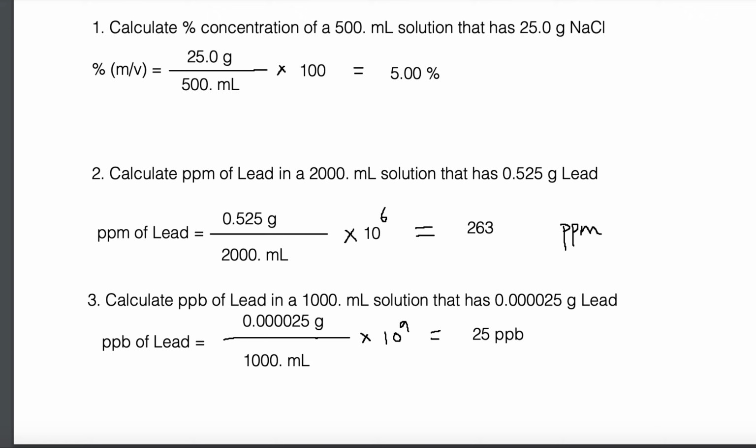So those are 3 good examples about percent concentrations, part per million, and part per billion. We good? Okay, hope to see you again in the next video. We'll talk about molarity and dilutions plus some other calculations. Thank you guys.